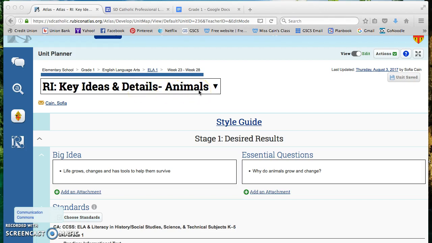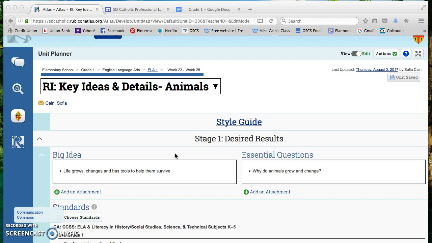So once I had my standards and my name, I was able to move on to writing my big idea and essential questions. This was definitely the hardest part for me and took the longest amount of time. When you're writing your big idea and essential question, you want to make sure that you have no more than 3 big ideas and no more than 3 essential questions in order to really be able to dive deeply in your learning. For my big idea and essential question, I chose to only write one.